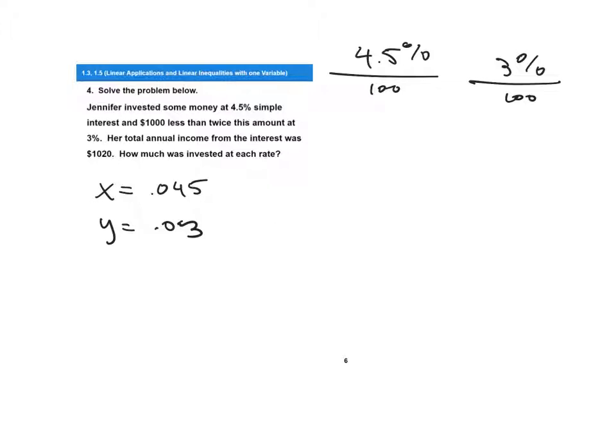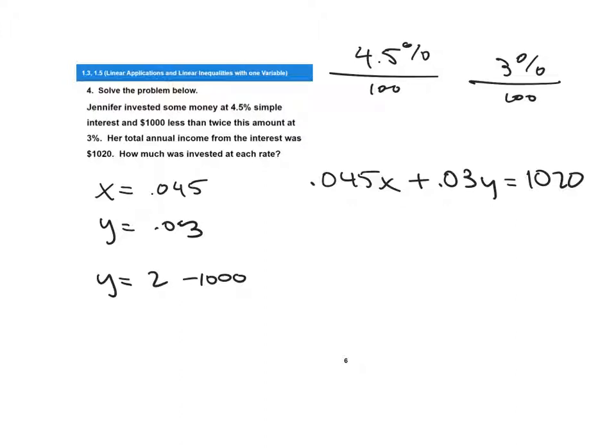Her total annual income from the interest was $1,020. So here's what we know. We know that 45 thousandths X plus 3 hundredths Y is equal to $1,020. However, we do know that the amount at 3% was $1,000 less than twice the amount at 4.5% simple interest. So in place of Y, you've got $1,000 less than twice the amount at the 4.5%. There's your key right there: it's 2X minus 1,000.